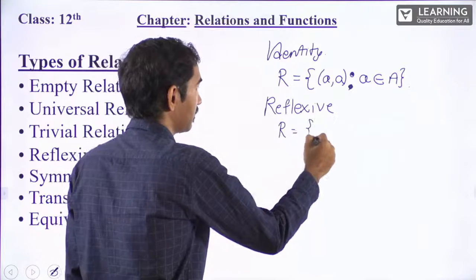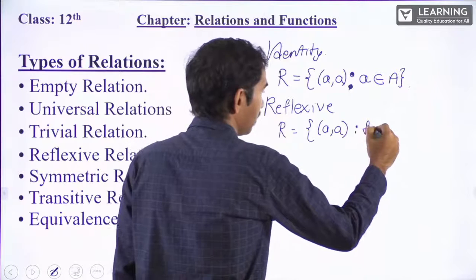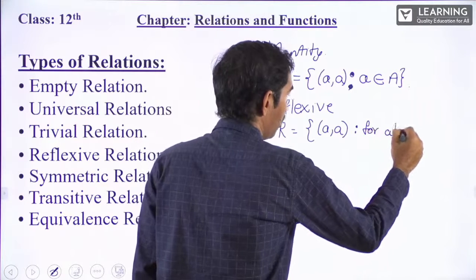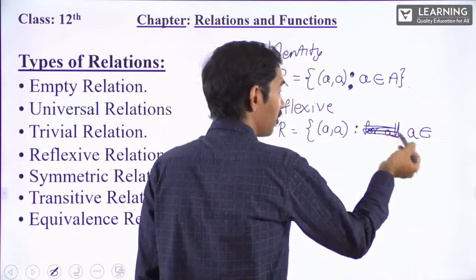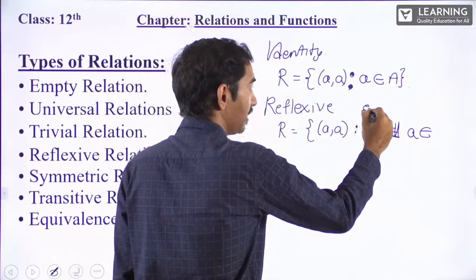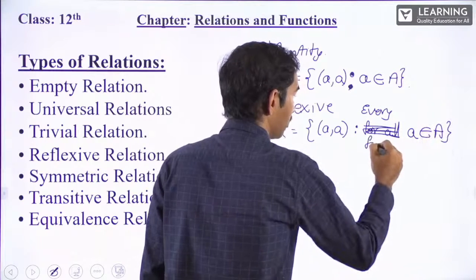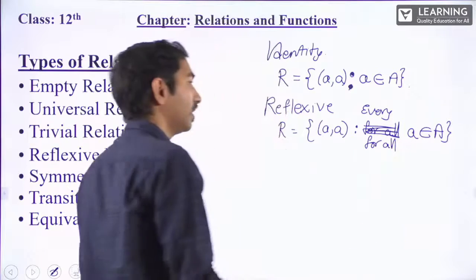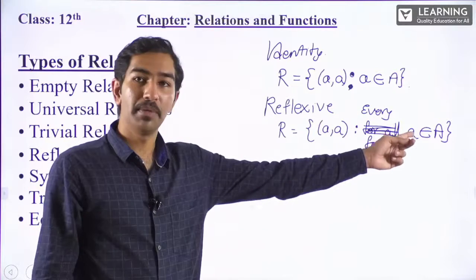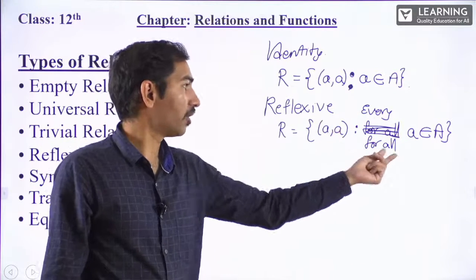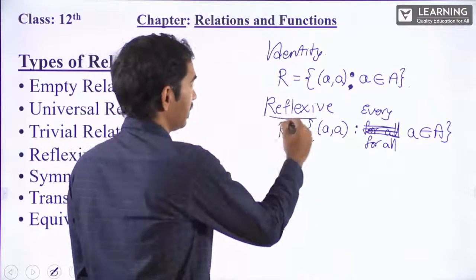R equals A comma A such that for all A belongs to A, or for all elements of A, or every element of A. Anything is correct, students, just the meaning. Or you can also write for all elements of A. Both are correct. R is equal to A comma A such that every element of A belonging to A should be in this form. So this is reflexive, and this is identity.